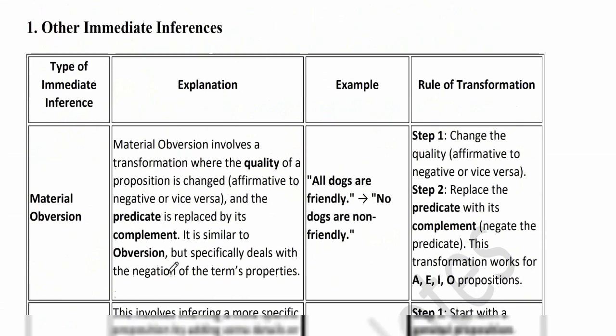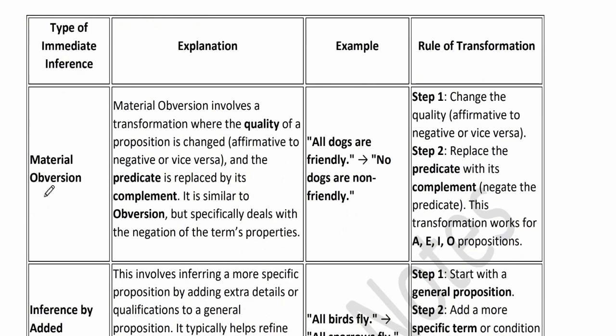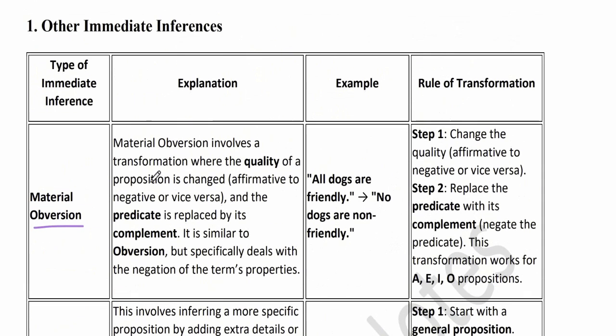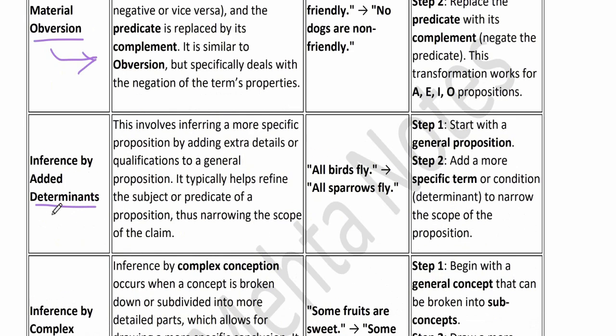So let's move forward. Okay, material obversion, we'll leave it. We'll leave the material obversion, added determinants. Maybe I'll just read it in case I'm able to understand immediately. Material obversion involves a transformation where quality changes, for example, all dogs are friendly. So we say no dogs are non-friendly. So basically what have we done? It's an obversion only we have done. It's the same thing. So basically they are talking about obverse only. Material obversion means obverse.